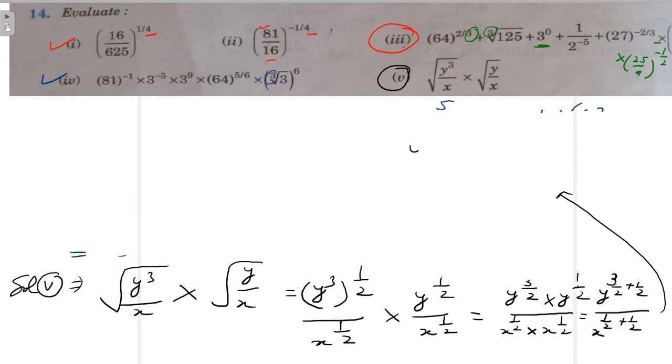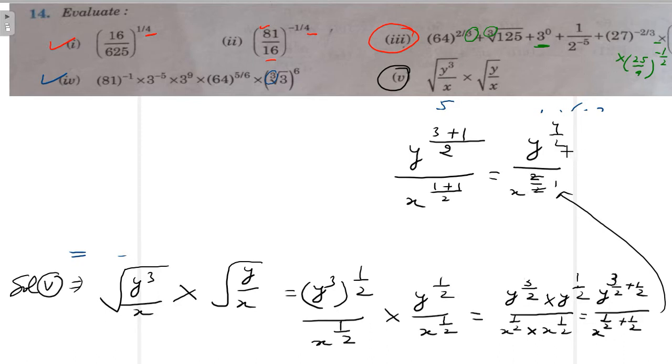So this will become y raised to power LCM 2, 3 plus 1, and x raised to power LCM 2, 1 plus 1, right? So y raised to power 4 upon 2, x raised to power 2 upon 2. This is 1, and 2 into 4 is 2. So y raised to power 2 upon x. This is your answer. So question 14 is also solved.